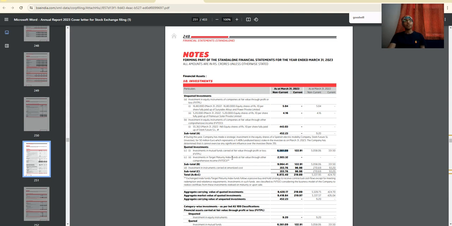Investments in target maturity index funds are at fair value through other comprehensive income. So these mutual funds and ETFs are being taken at fair value. They are not taken till maturity or anything. They are equity investments, and they are taken at fair value through profit and loss. And here they have invested in target maturity index ETFs, and they have taken it at fair value through other comprehensive income. Investments in instruments at amortized cost are also there, but that is a small amount. The main amount of around 9,000 crores is in ETFs and mutual funds.